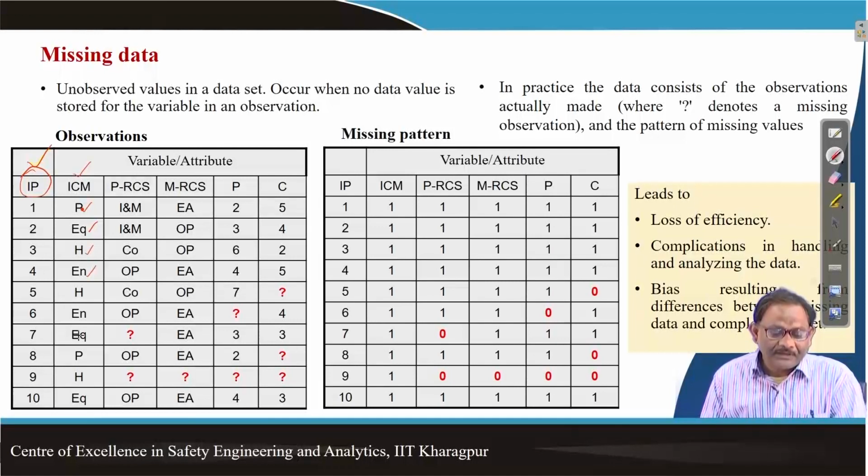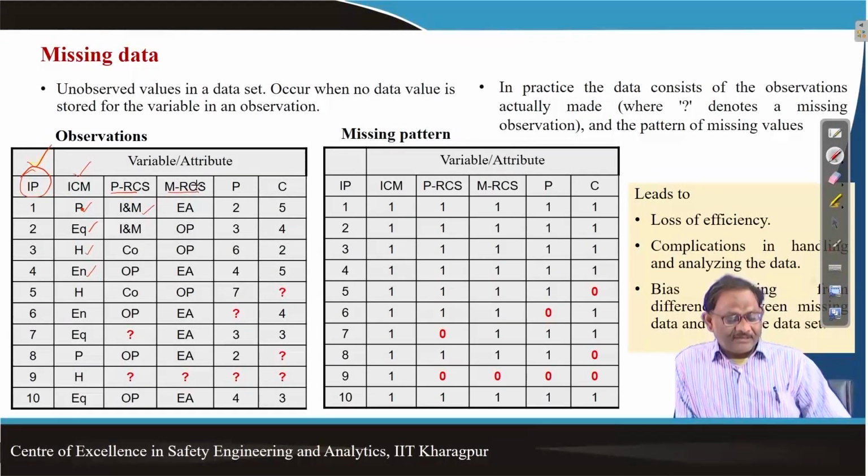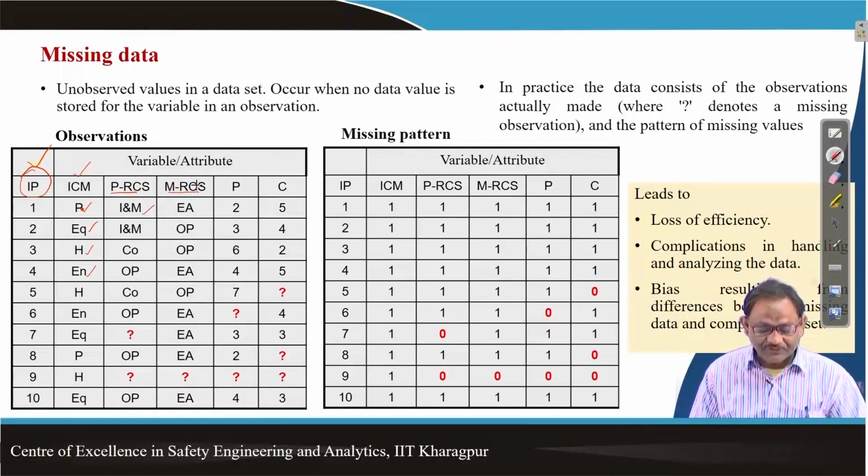In the third column, risk control system status is given. PRCS means preventive risk control system and MRCS is mitigative risk control system. Now, what are the different classes of risk control system responsible for this incident path to happen? In the first case, it is inspection and maintenance. The second case is also inspection and maintenance. The third one is competency. The fourth one is operating procedure, like this. For MRCS, it is emergency arrangement and operating procedure.